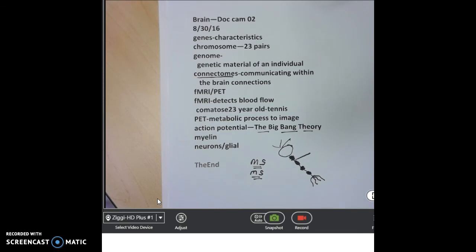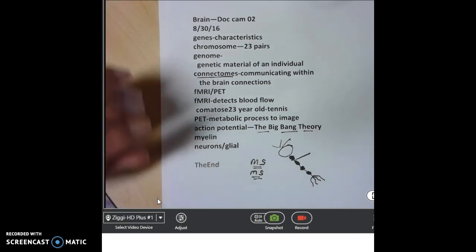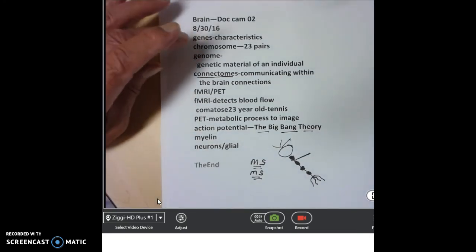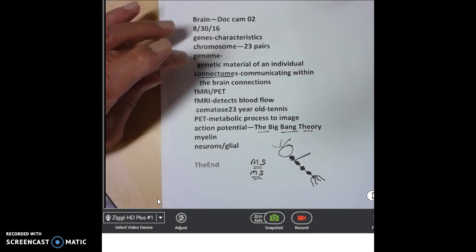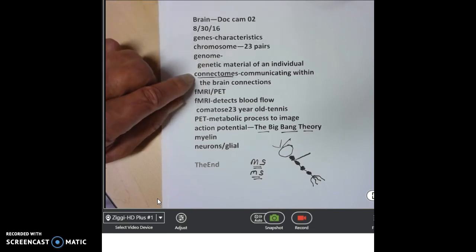I wanted to make sure then that you were able to go from the gene stage to the chromosome to the genome to the connectomes. And this is what we are going to be looking at in this section, a video on connectomes.